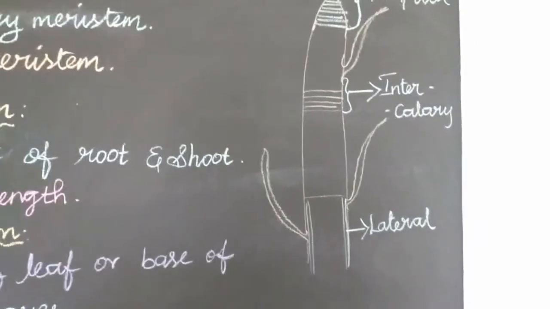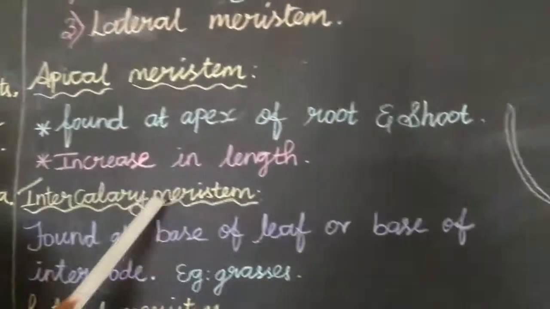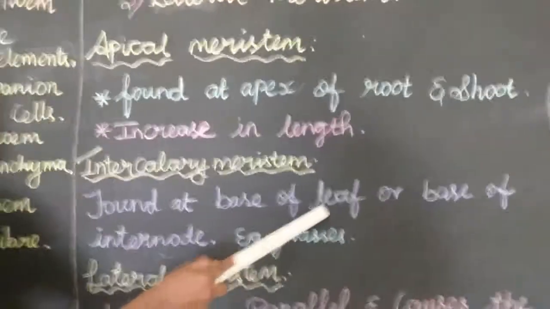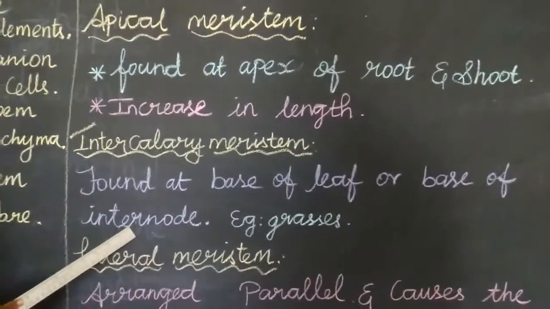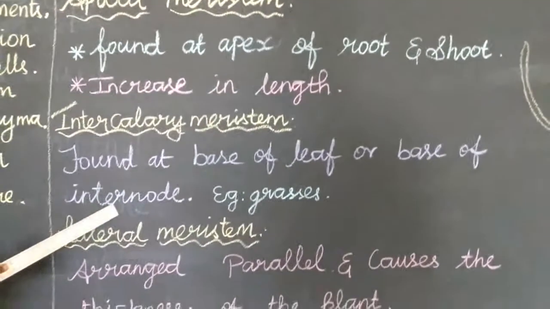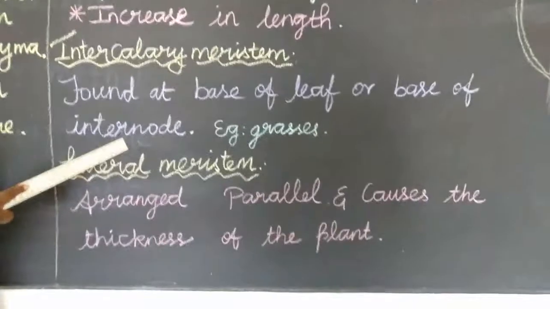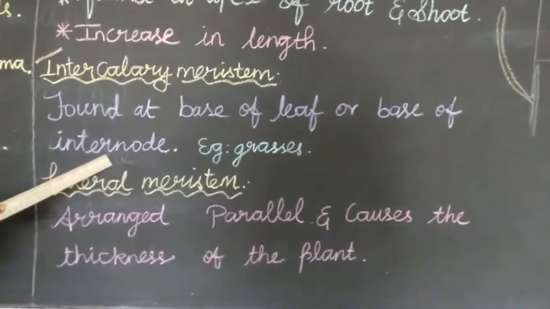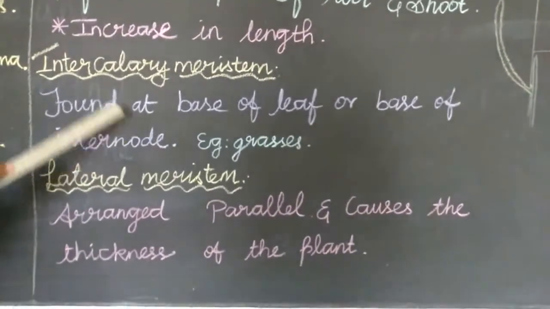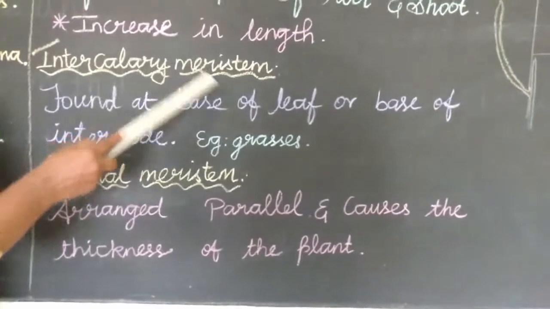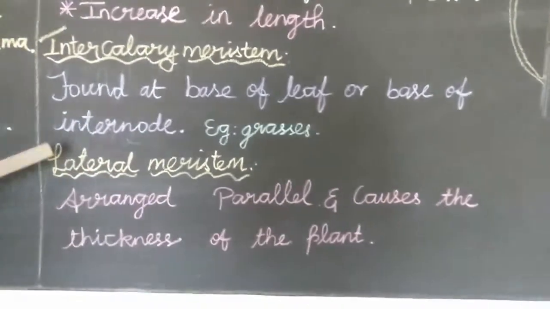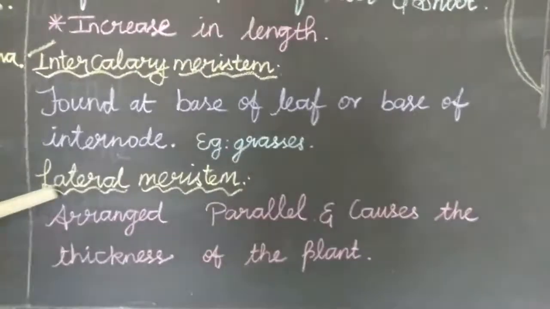So where is the intercalary meristem present? At the base of the leaf or the base of the internode. I may ask the question again: what is meant by internode? So you should clearly understand the node and internodal region. For example, intercalary meristem is found in grasses. Okay guys, what is the last category?